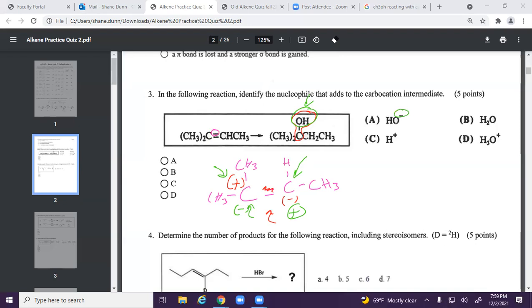So, you guys probably figured out, which one is it? Between all these guys, which one is the answer? What do you guys think? It is. Good job. Why?